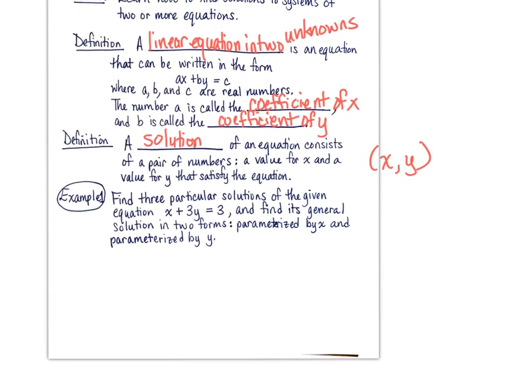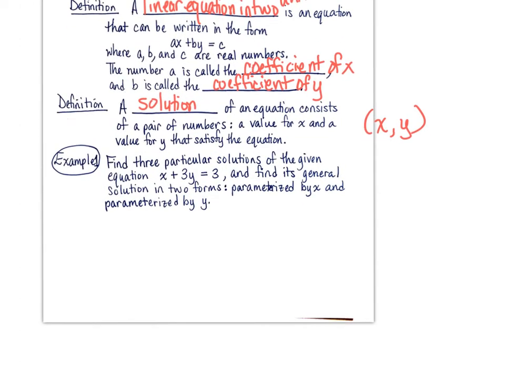Let me move this up a little bit. So example 1: find three particular solutions of the given equation x plus 3y equals 3, and find its general solution in two forms, parameterized by x and parameterized by y. What the heck does that mean?